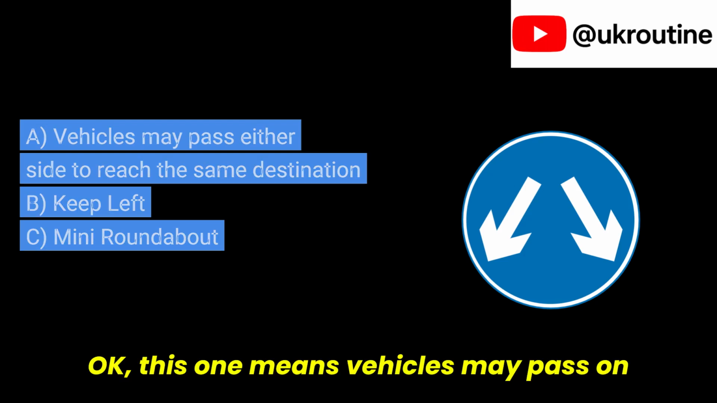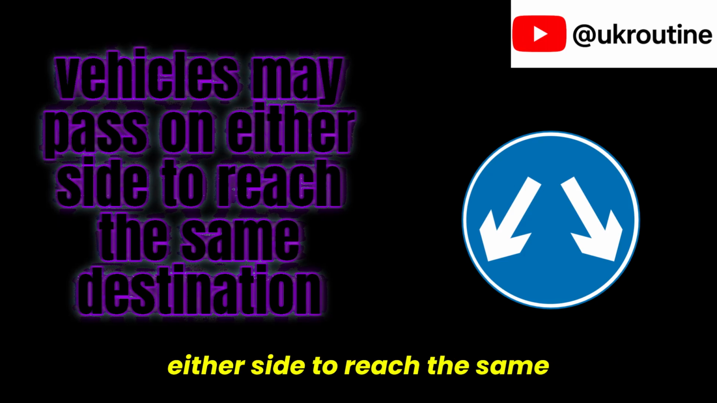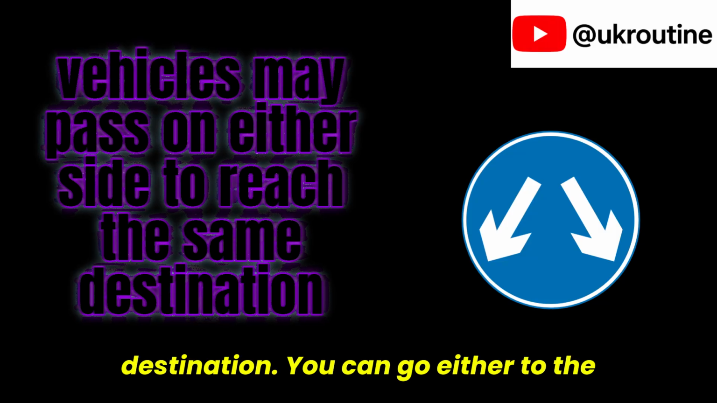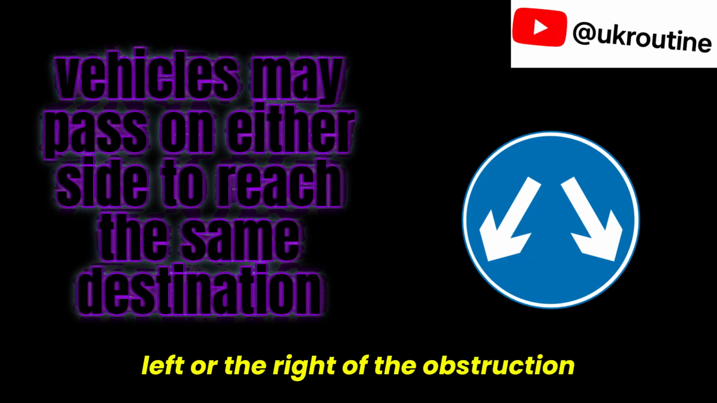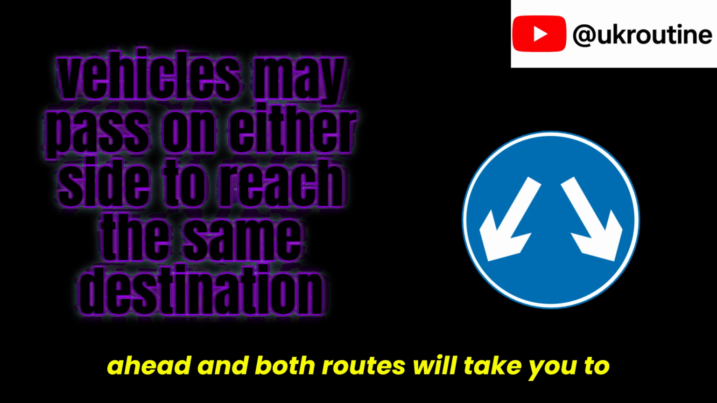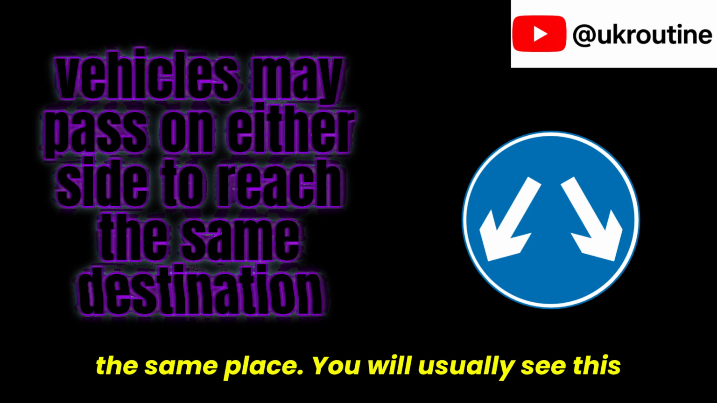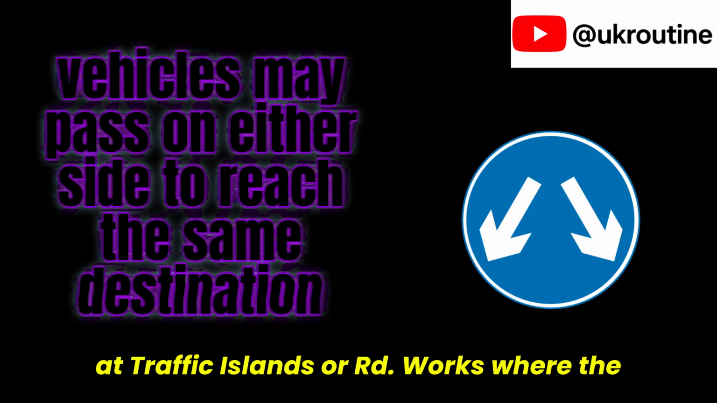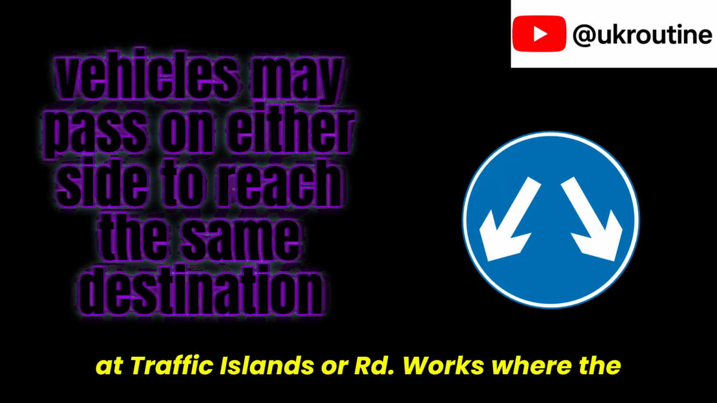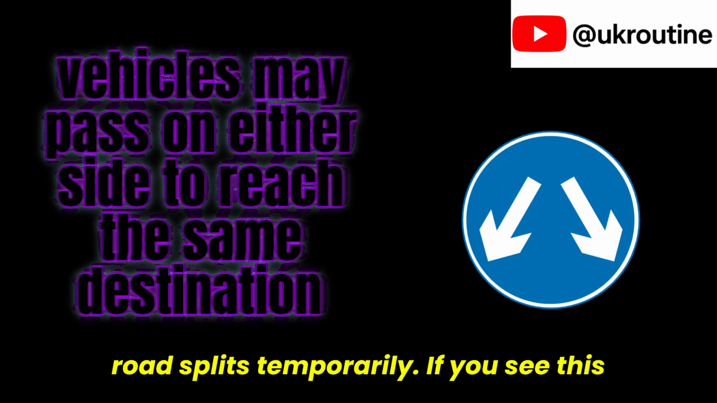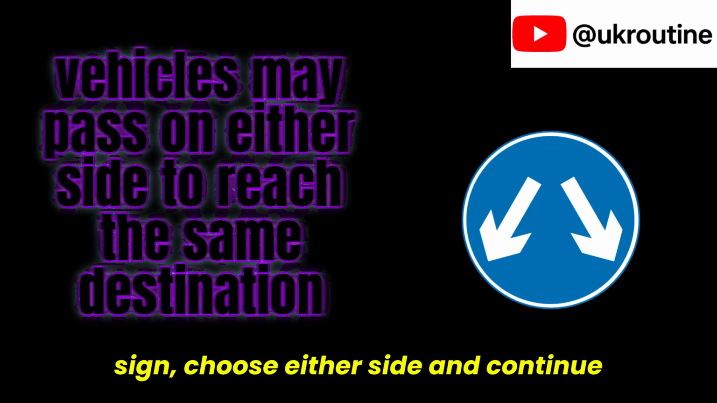Okay, this one means vehicles may pass on either side to reach the same destination. You can go either to the left or the right of the obstruction ahead, and both routes will take you to the same place. You will usually see this at traffic islands or roadworks where the road splits temporarily. If you see this sign, choose either side and continue safely.